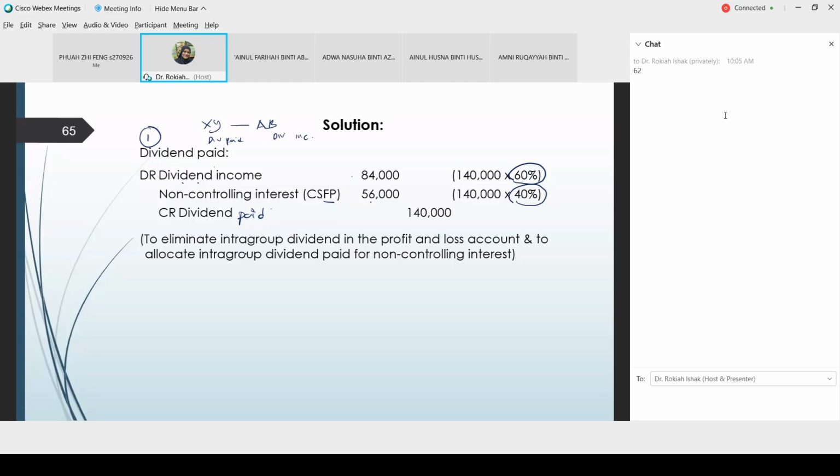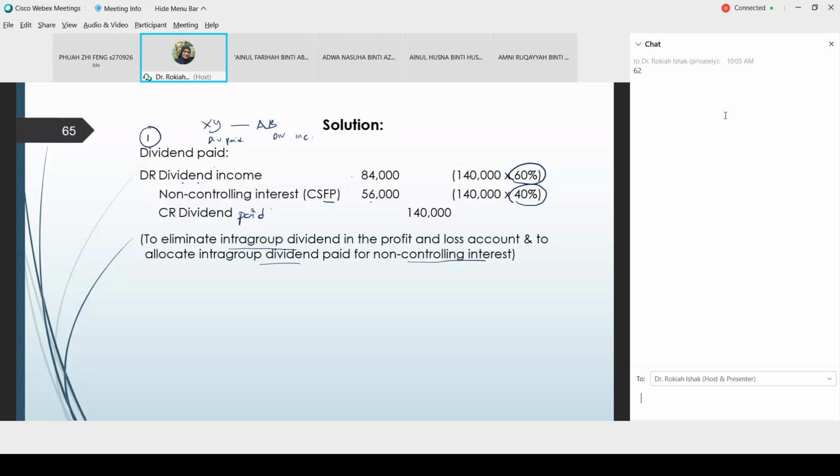Okay, this is to eliminate the intra-group dividend in the P&L and to allocate the intra-group dividend paid to the NCI. So we're going to eliminate the intra-group dividend and also allocate dividend to the NCI. So this is the journal entry for a dividend paid: debit dividend income and also NCI, and then credit the dividend paid.